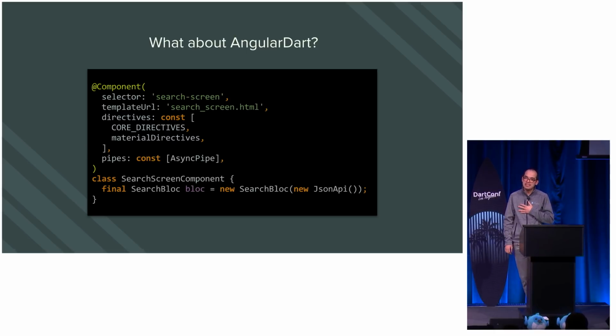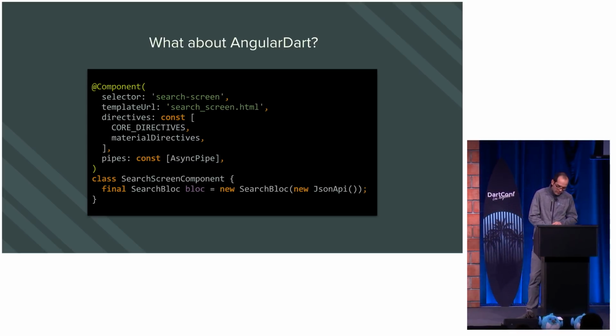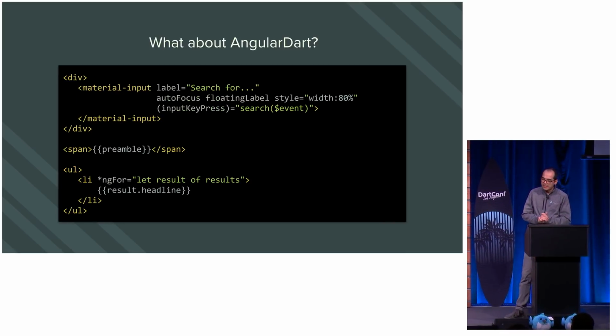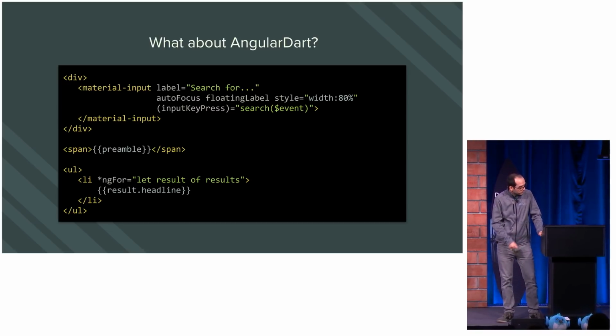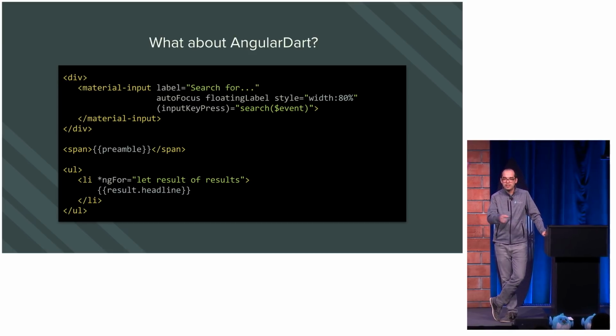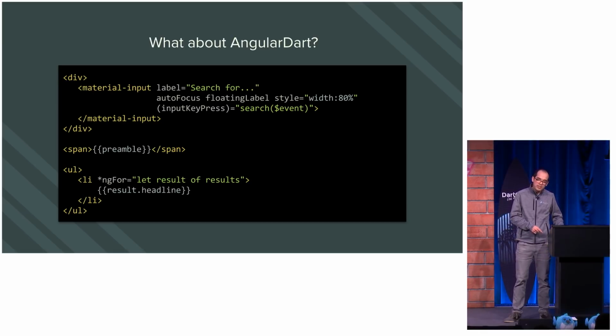Let's say you have this search screen component, and the only thing it would have would be the block or the business logic, right? And then if you had a template with a material input that when it changes, sends the event to the component, and then just shows the preamble and the results, there is something called the async pipe that lets you do this.